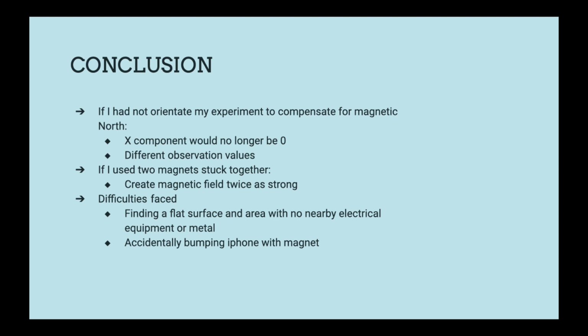If I had stuck 2 identical magnets together and ran this experiment again, I would expect my measurements to be about double in magnitude. This is because the magnetic field with 2 magnets together would be twice as strong. Lastly, some difficulties I faced while completing this experiment were finding an environment with no electrical equipment or metal. I also accidentally bumped my phone into the magnet a couple of times, which skewed the magnetometer and forced me to start over.